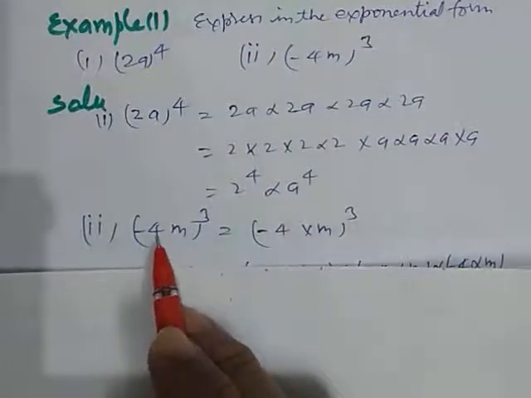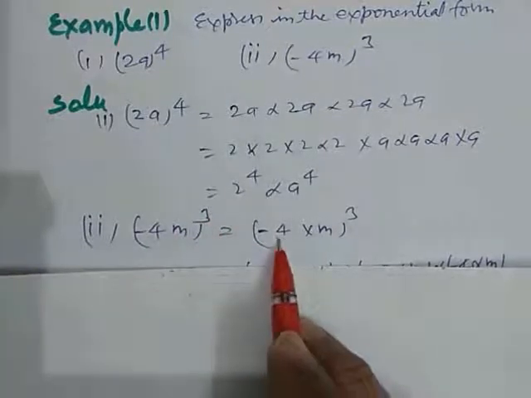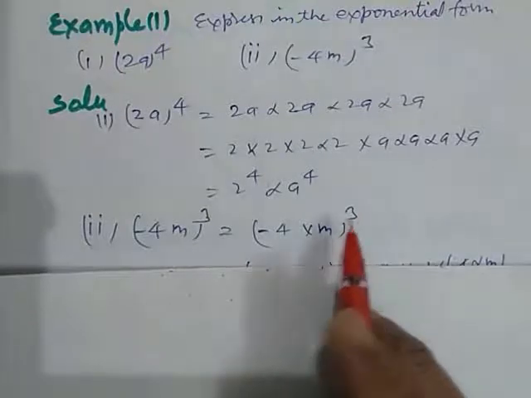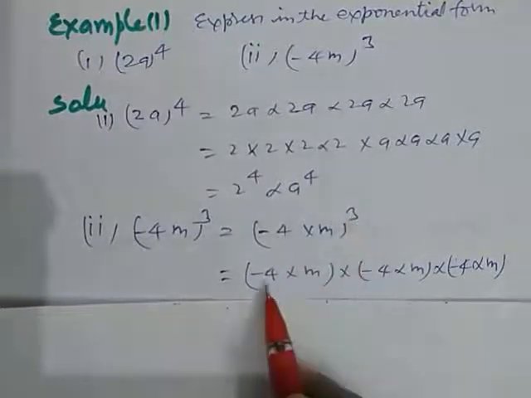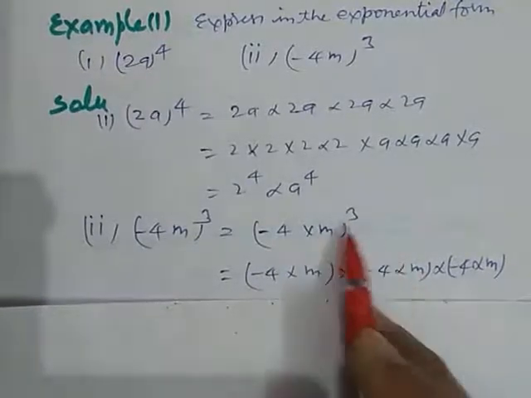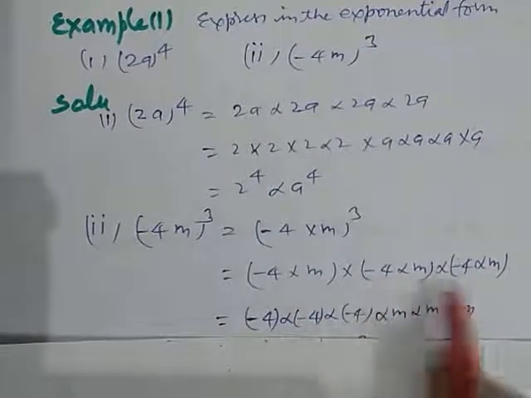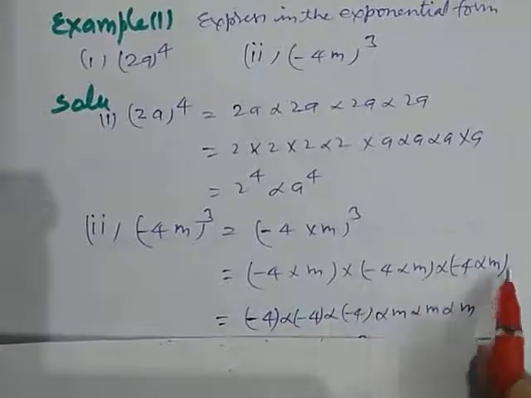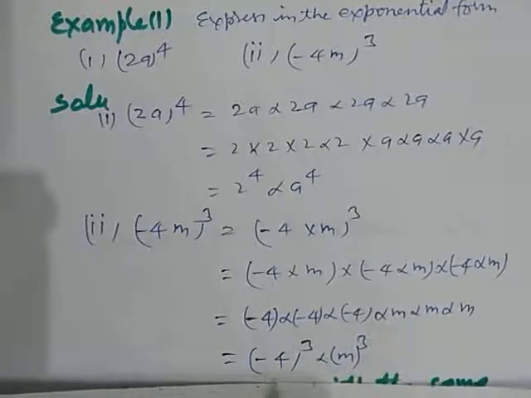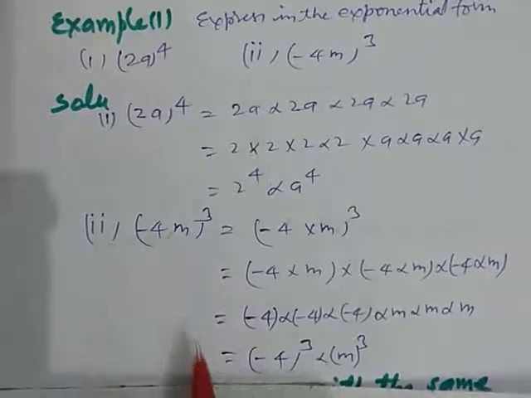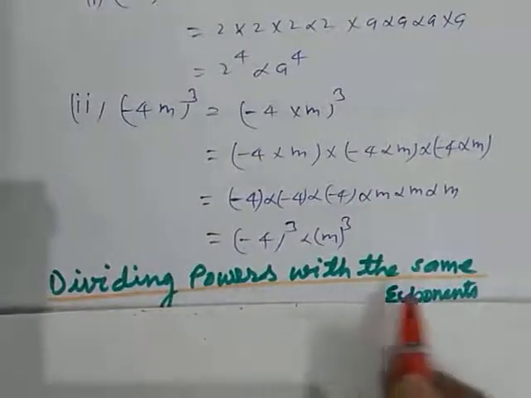Again we take the second, minus 4m whole cube. We can write this as minus 4 into m, whole cube. So each part we can write 3 times. So minus 4 into m, minus 4 into m, minus 4 into m, 3 times. So this becomes minus 4 into minus 4 into minus 4 like this, and m into m into m like this. So this becomes minus 4 whole cube into m whole cube. So this is the exponential form of this. So remember this way. Now dividing powers with the same exponent.